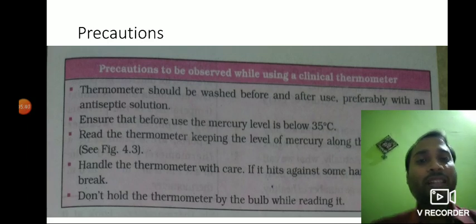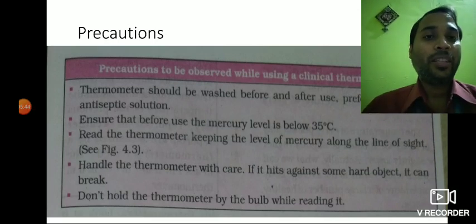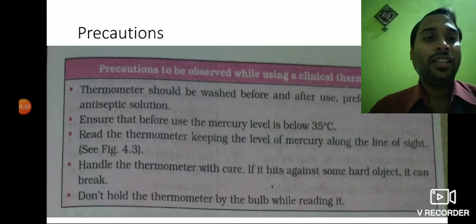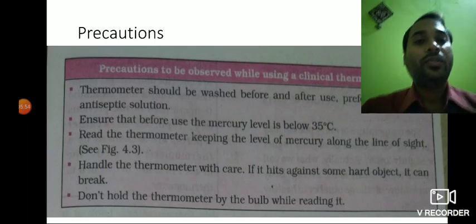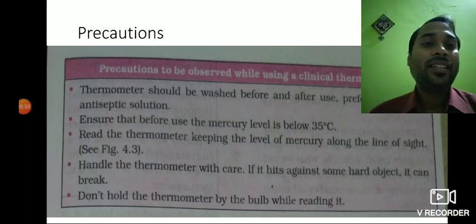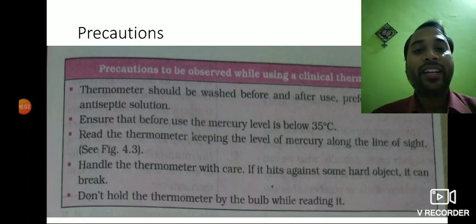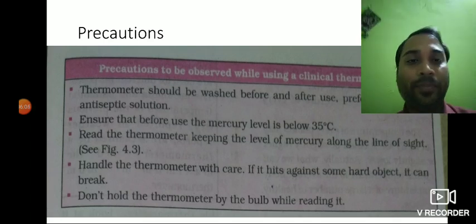Then you should read the thermometer keeping it parallel with your eye level. That is, the thermometer should be kept along the line of sight. I will show you the figure of how it should be handled. Handle the thermometer with care. If it hits against some hard object, it can break. So you should always handle it with care.